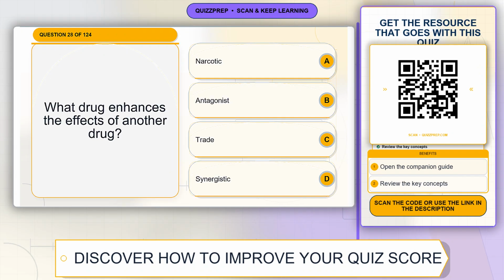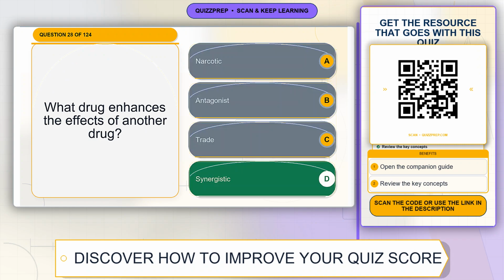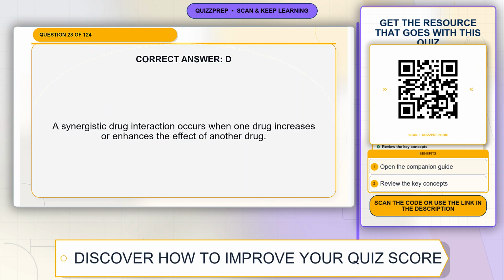What drug enhances the effects of another drug? Option A, narcotic. Option B, antagonist. Option C, trade. Option D, synergistic. The correct answer is option D, synergistic. Explanation. A synergistic drug interaction occurs when one drug increases or enhances the effect of another drug.